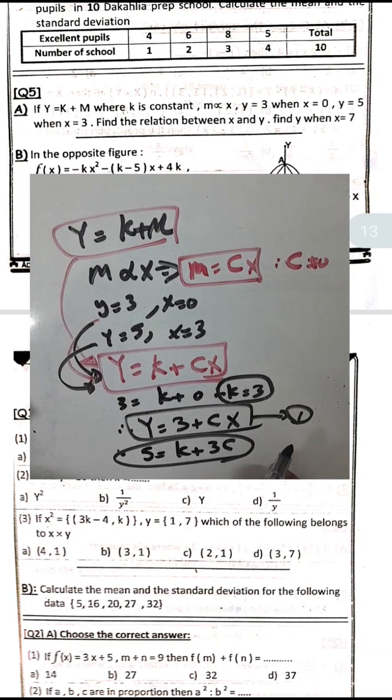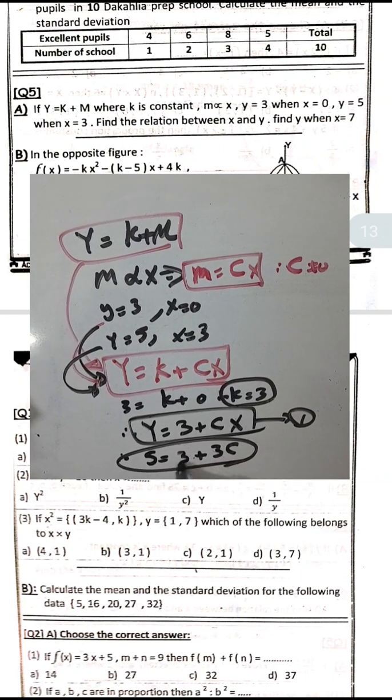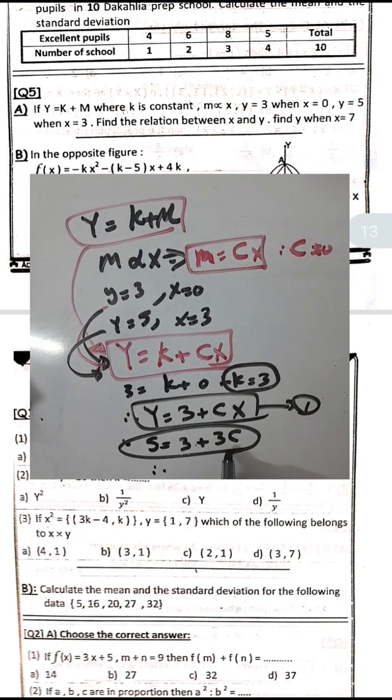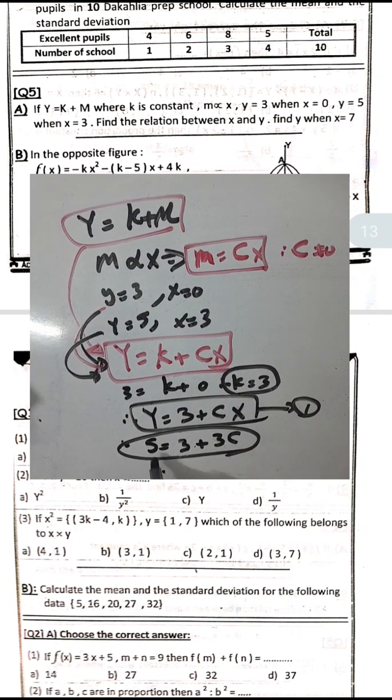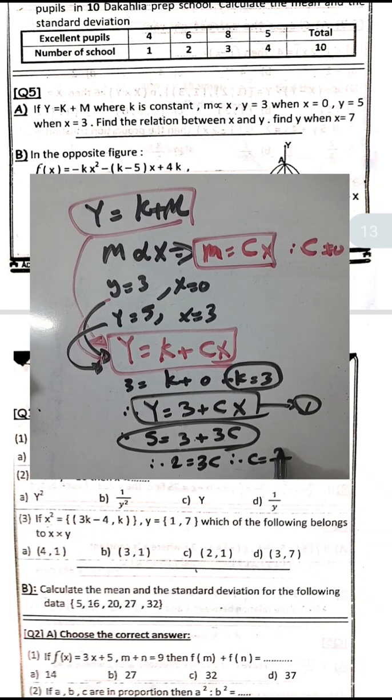Okay, k equals 3. We found the value of k here equals 3. Then you can find the value of c here. 5 minus 3, it will be 2 equals 3c. Then the constant will be 2 over 3.